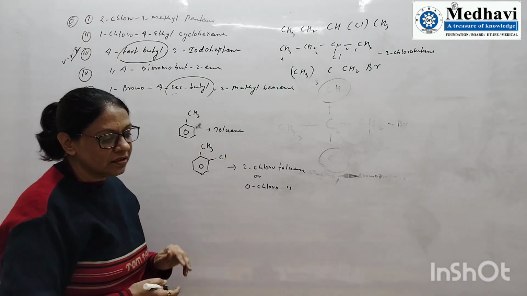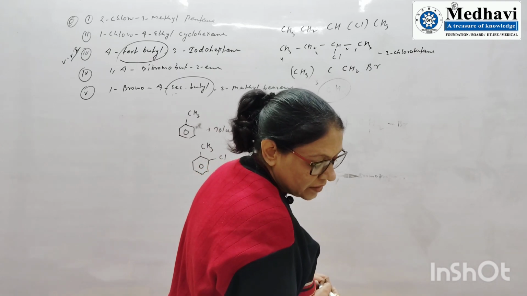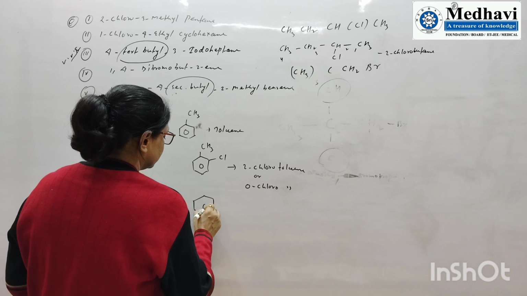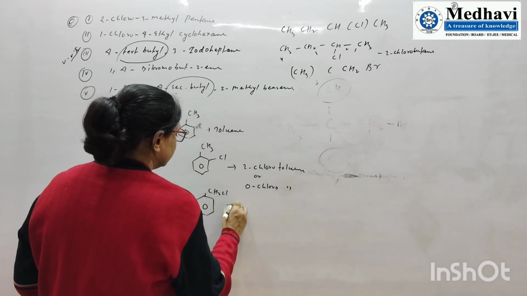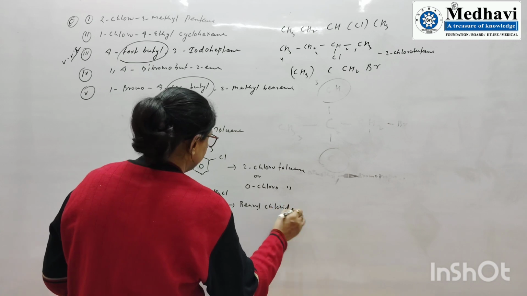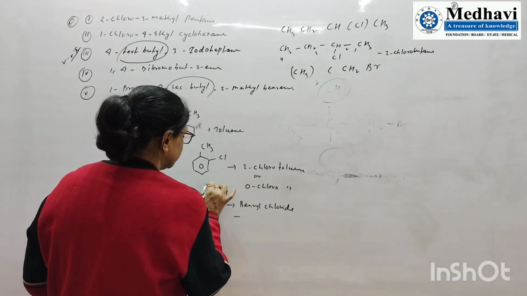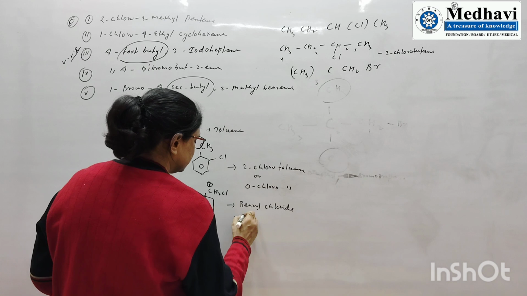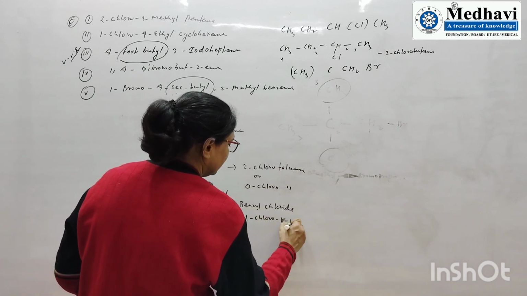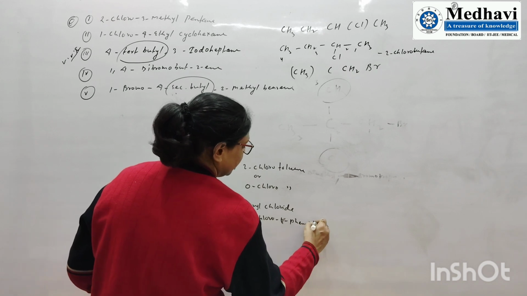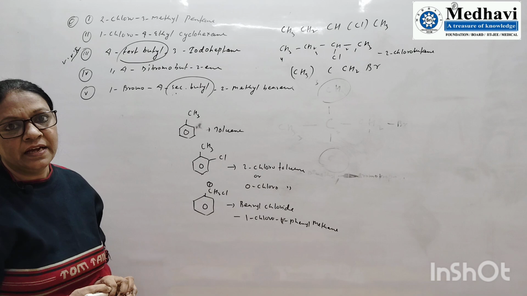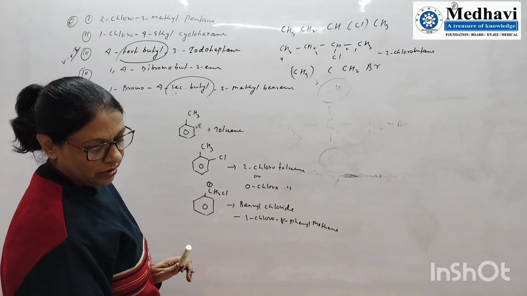Suppose this is the compound, CH2Cl. This is benzyl chloride, or it is also called, see this is the carbon first, so you can say 1 chloro 1 phenyl methane. So in this way we can write the name of the compound.